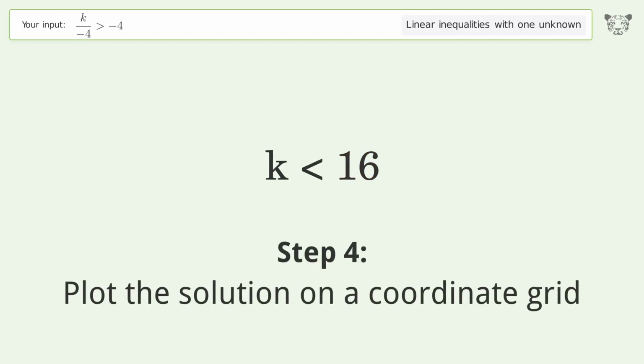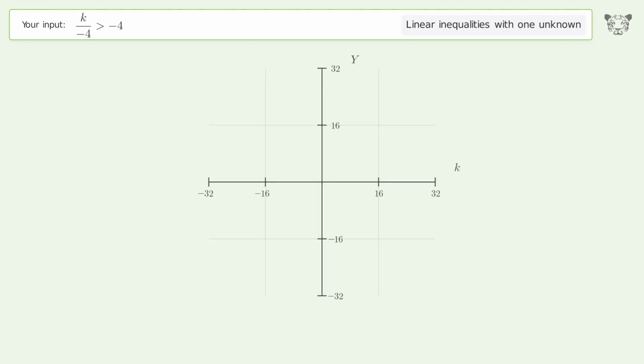Plot the solution on a coordinate grid. And so the final result is k smaller than 16.